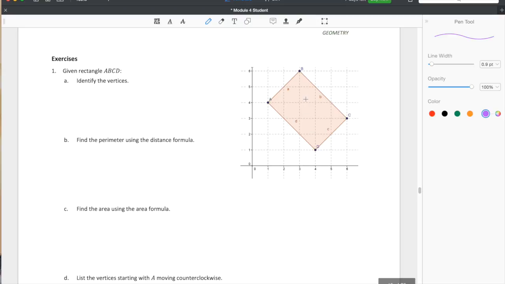But let's go through this example where it's relatively easy to calculate the area just by our normal area formulas. So the first thing they want us to do here is identify the vertices. A vertex is each of the edges of the shape, each of the points on the graph. So A is 1, 4.